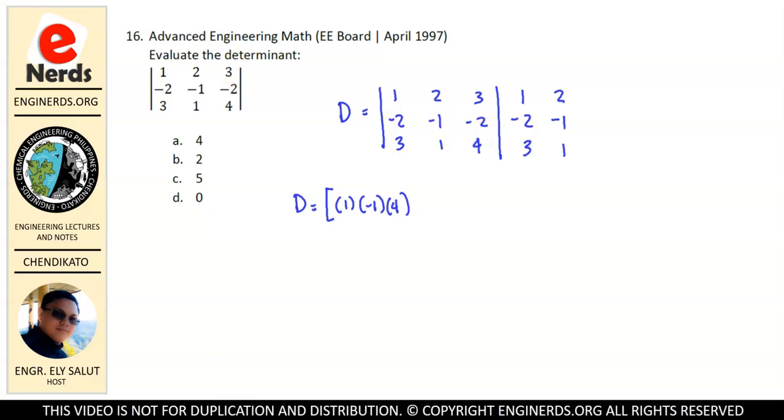So, next part is this one. Okay, so nakaslant din siya. So, yan ang susunod natin. So, you will add that here. Plus 2 times negative 2 times 3. Then plus for our next part. So, ito naman yon. Okay, so sunod-sunod lang naman siya, no? Kaya hindi kayo malilito. So, we have plus 3 times negative 2 times 1.